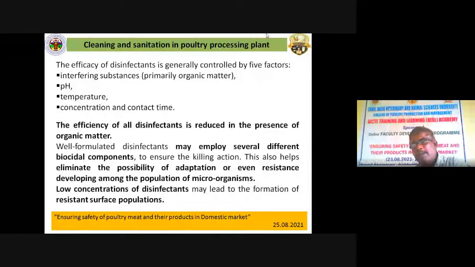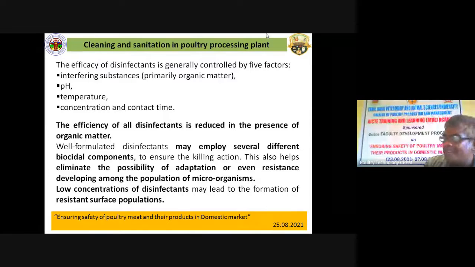When you use a combination of biocides, even if one biocide is not effective, the other biocide will kill that resistant population, so they won't leave any of the microorganisms to survive. So thereby we can effectively ensure the sanitation of a particular area.